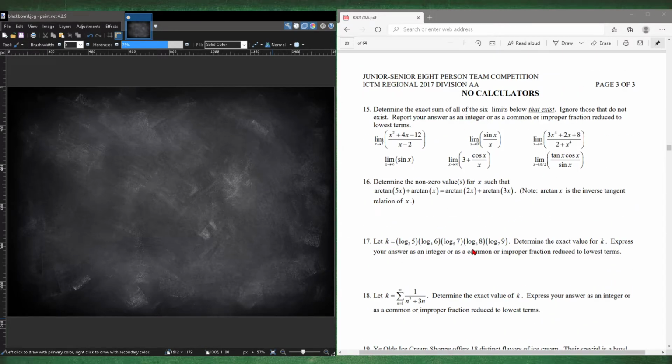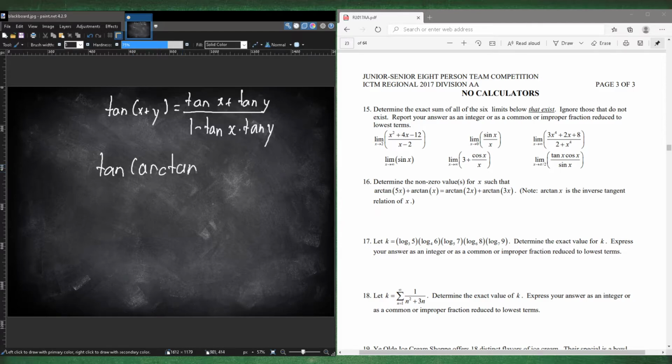Determine the non-zero values for x such that arctan of 5x plus arctan of x equals arctan of 2x plus arctan of 3x. So basically the trig identity that we're going to use to solve this is tangent of x plus y is equal to tangent of x plus tangent of y over 1 minus tangent of x times tangent of y. But how are we supposed to do that? These are arctans. Well, how do we get rid of an arctan? We could take the tangent of an arctan, because if you take the tangent of an arctan of a value, let's say a, then it's just going to come out as a. And that's all we have to do.